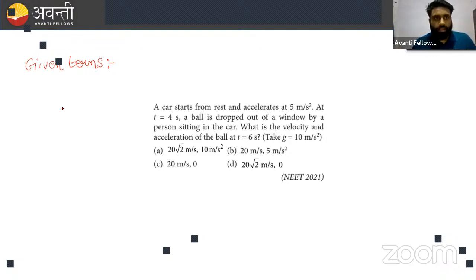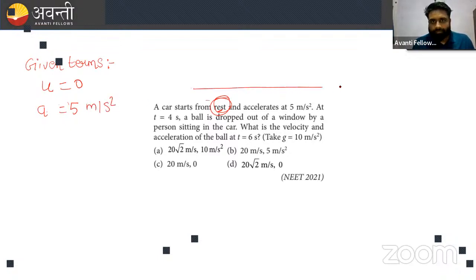Okay, no problem. So firstly, what we have been given: a car starts from rest. So we have to be very careful of the term. Rest से start कर रही. Okay. Means the initial velocity, which I'm denoting with u, is 0 for the car. And it accelerates at 5 meter per second square. Acceleration is given as 5 meter per second square.